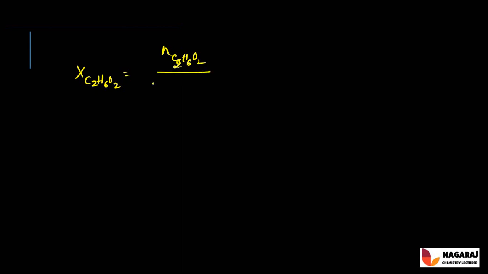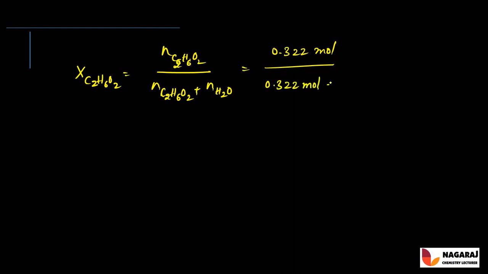Let us calculate the mole fraction of ethylene glycol C2H6O2, that is number of moles of C2H6O2 divided by number of moles of C2H6O2 plus number of moles of H2O. That is number of moles of ethylene glycol is 0.322 moles divided by 0.322 moles plus number of moles of water. So number of moles of water is 4.444 moles. So on simplification it gives 0.068.